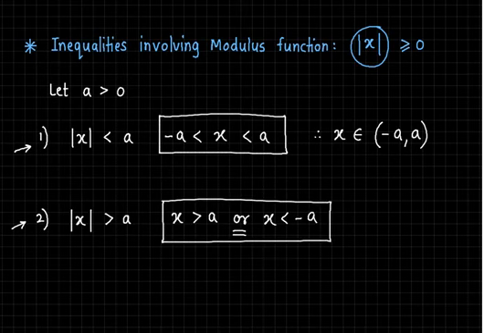So what does it mean? If you want to show it in terms of intervals, x is greater than a means x can belong to the interval a to infinity, or it can belong to the interval minus infinity to minus a, isn't it? So therefore it's a union of those. So x may be present in either of these two regions.